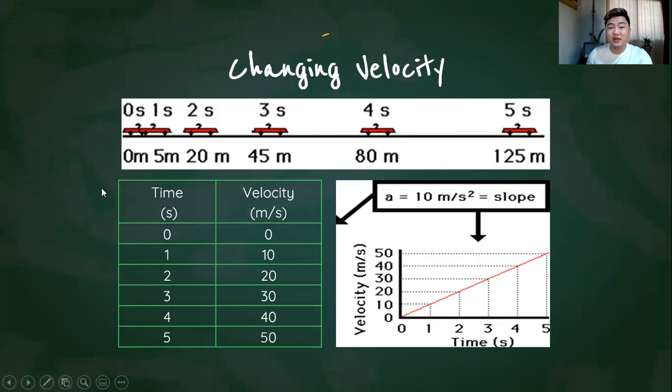Now, if we have an object that is moving with changing velocity, we have here an example. At 0 seconds, the velocity of the object is 0 meters per second. And then after 1 second, it's sped up and it's now 10 meters per second. And then after another second, it's sped up. It's now moving at 20 meters per second. And then 30 after another second, and then 40, and then 50 meters per second. So if you see, in every time interval, the velocity of the object changes.